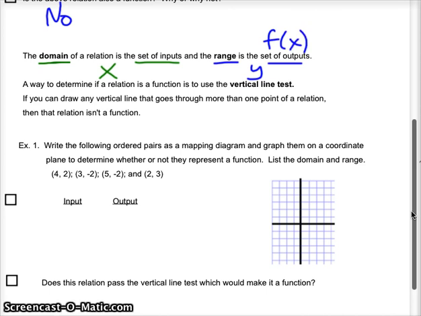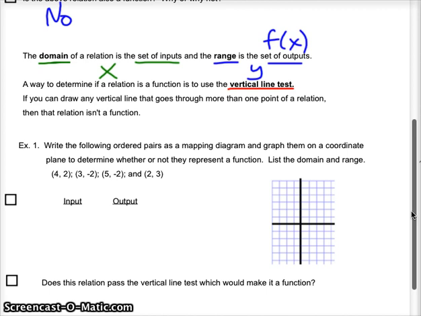Now, there are other ways of determining if something is a function or not. Another way to determine it is to use what's called the vertical line test, all right? The vertical line test, what it does is if you can draw any vertical line that goes through more than one point of a relation, then it is not a function.